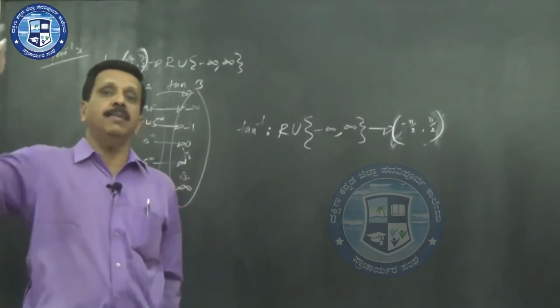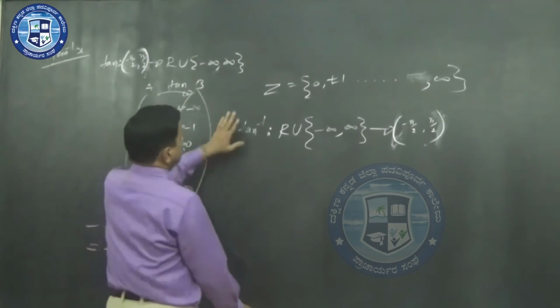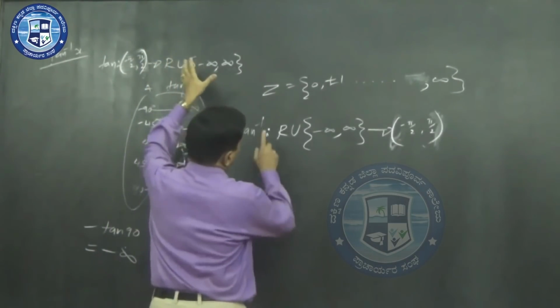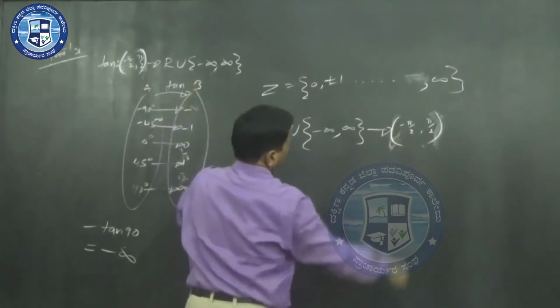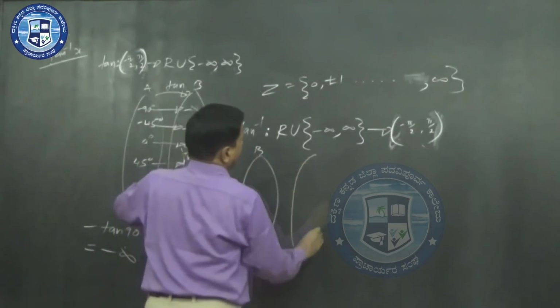Infinity cannot be an element of a set. So let us consider the inverse exists for this. So tan inverse maps R union minus infinity comma infinity into minus pi by 2 comma plus pi by 2. In that case, how does it go? Set B is here and set A is here.